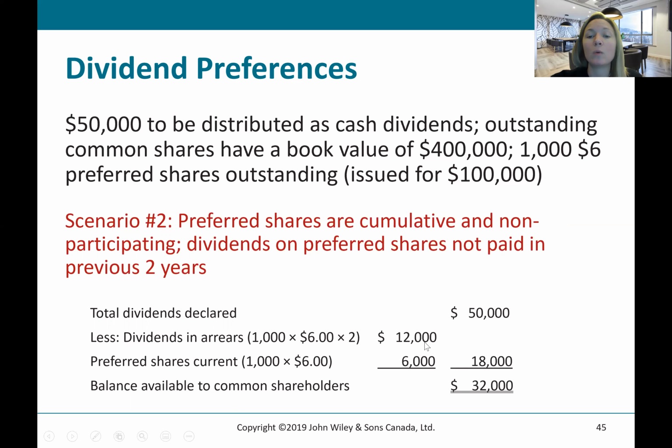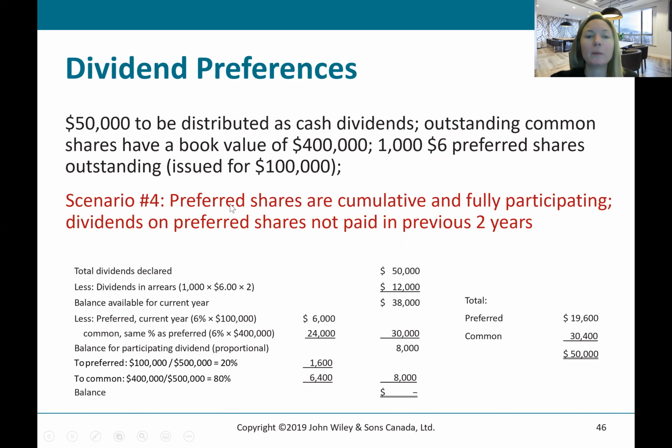And then we also owe them for the current year. We want to make sure we didn't miss that, because it says the previous 2 years, but now we've got the current year. So now we've got 1,000 times the $6. So the preferred shareholders are going to receive 12,000 and 6,000, or 18,000 total. And the remainder is going to be available to the common shareholders. So in this situation, they'll receive this pool of the dividend of 32,000, which of course will have to be divided among each common shareholder.